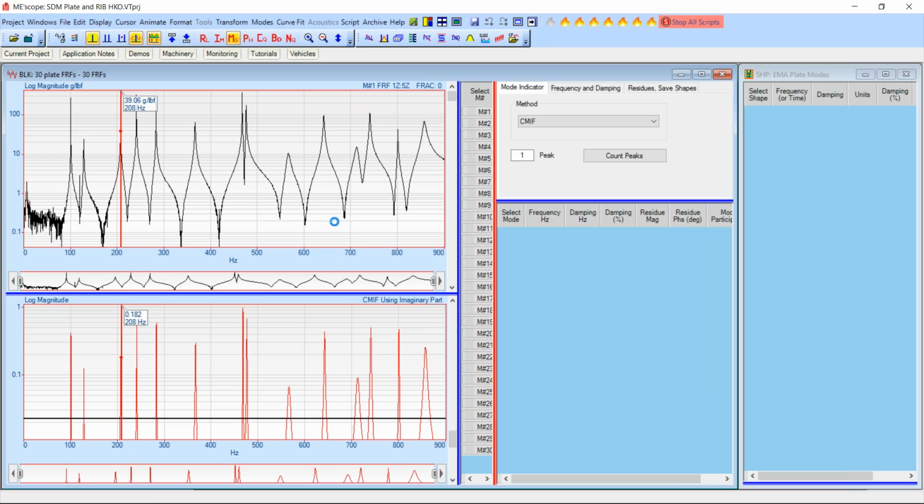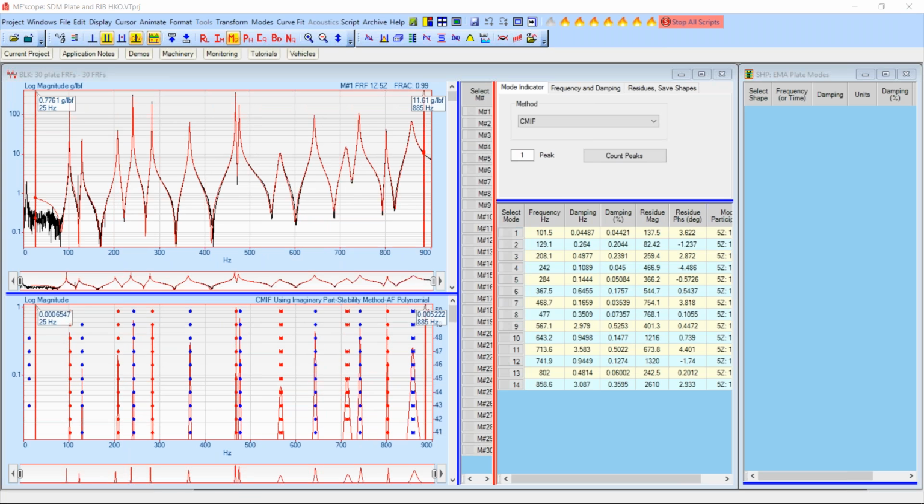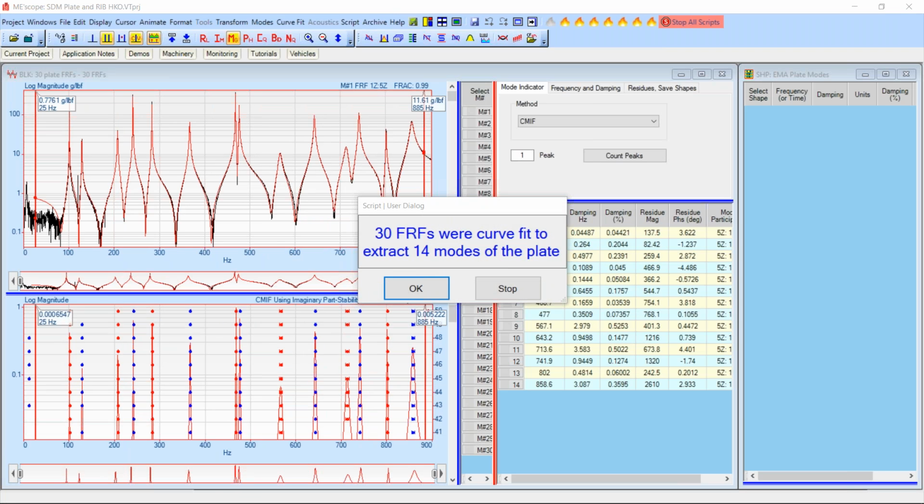Okay, so it's positioned a bunch of windows, and I can see some experimental FRF data here, and it's finally stopped and told me that what it did was it curve fit 30 FRFs to extract 14 modes of the plate. So this is experimental data, and I'm still running this script, but let's just take a look at the data. Here it's going to tell me press the continue in the lower left progress bar to resume.